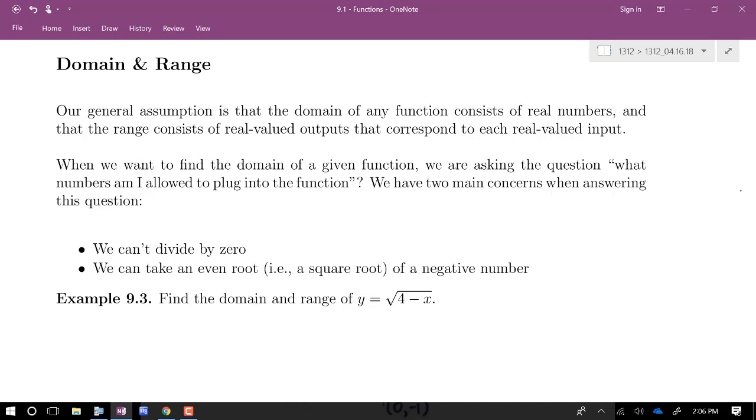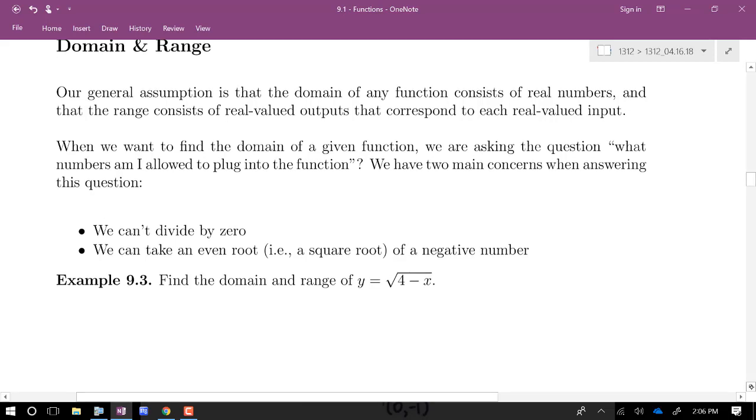We are, by the way, restricting ourselves to working with real valued functions, which means not only are we going to say we can't divide by 0, but we're also going to say we're not going to take square roots of a negative or even roots of a negative number. There's nothing mathematically that says we can't do it. It just wouldn't be a real valued function anymore. It would be a complex valued function, right? We did some work with complex numbers already. So let's find the domain and range of this function.